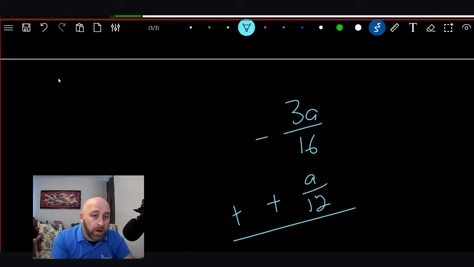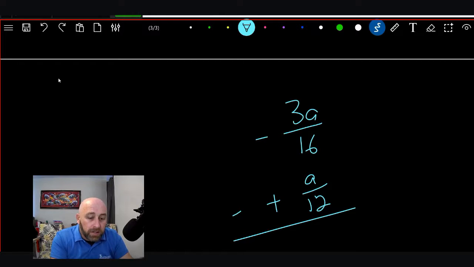Our rules are if the signs are the same, then we add as normal, but they're not. Their signs are different. So if the signs are different, we subtract and take the sign of the largest. Which one's larger? Well, to be honest with you, we don't really know right now because one is in sixteenths and one is in twelfths. So it's going to be really hard to pick the bigger one right now. Once we put them into common denominators, we will be able to see which one is bigger. So let's do that.